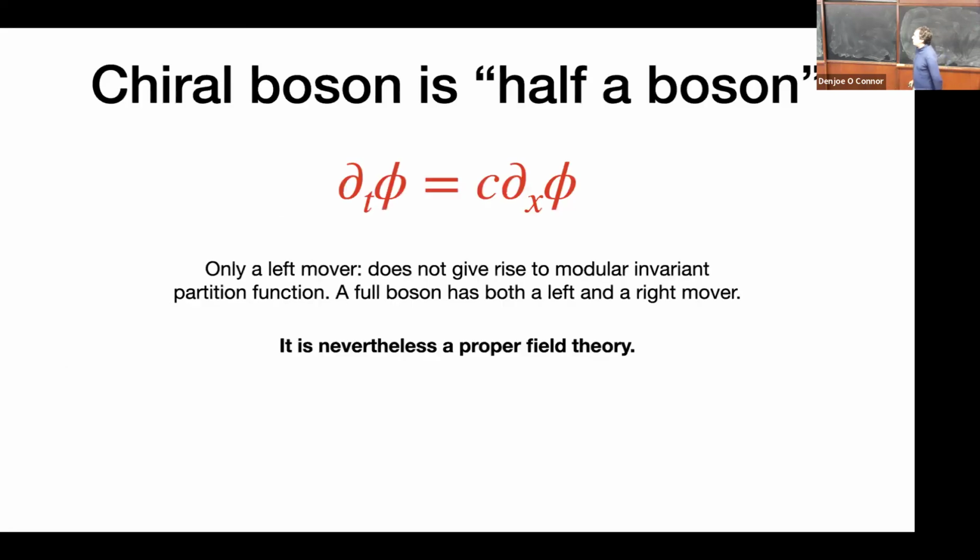Okay, so let's start with the idea of what is a half boson. So the typical example is the left-moving boson. There's only a left mover. The equation of motion, rather than being second order, is first order. That's one way to think about halving the number of degrees of freedom.